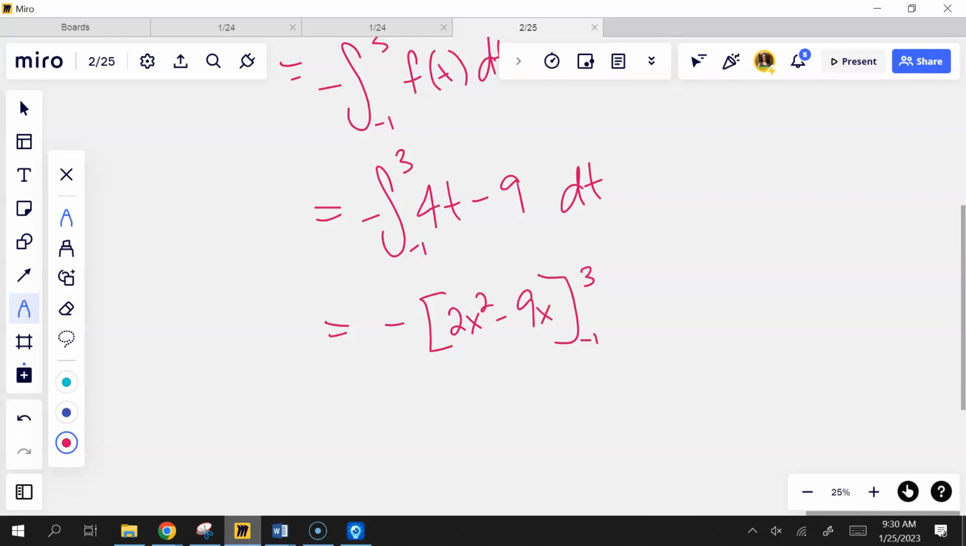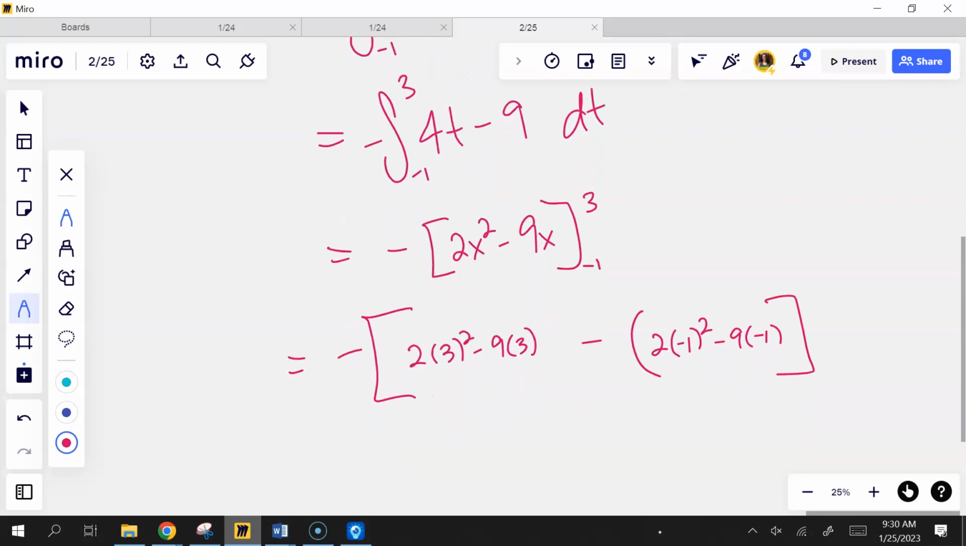Well, now we got to evaluate it. 20. All right, well, let's see. I got this negative that sits out front, so I'm just going to put that out front and ignore it for right now, and I'm going to plug in. So I've got 2 times 3 squared minus 9 times 3, minus 2 times negative 1 squared minus 9 times negative 1. I'm subtracting all of this, so I got to be careful. Negative 18 minus 27, negative 9, minus 2 plus 9.